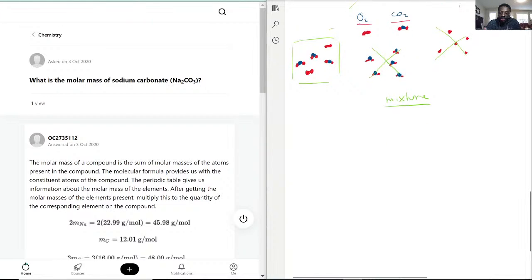And now let's move on to question 5. What is the molar mass of sodium carbonate? Okay, and they're nice just to give us the molecular formula for it, Na2CO3.